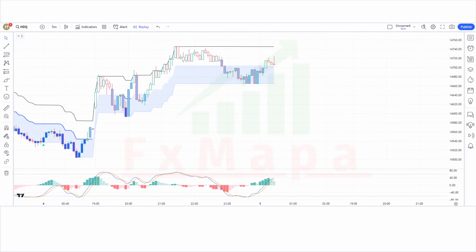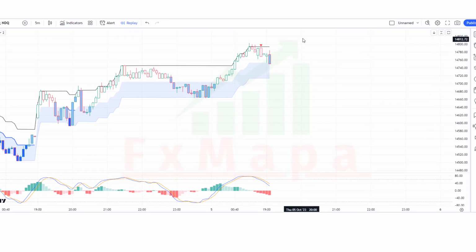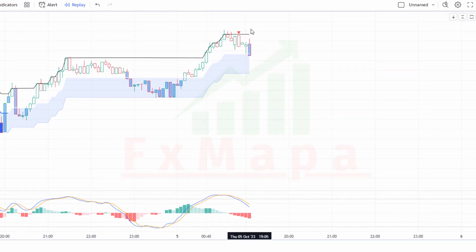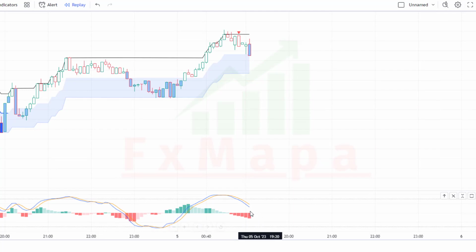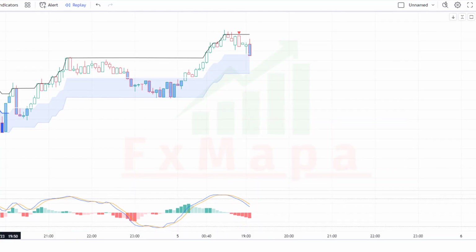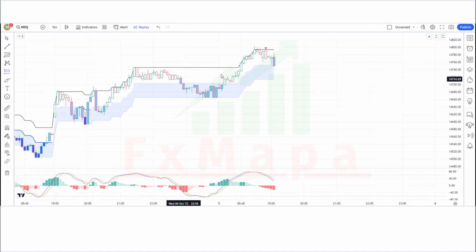Now, let's understand the concept where we will take buy and sell trades based on their conditions. When the extreme buy-sell indicator has given a sell signal, when the market is inside the bearish candle in the middle line of the range filter indicator, and when the histogram of the wave trend oscillator is a bearish histogram, if these conditions are fulfilled, then we will place a sell order.